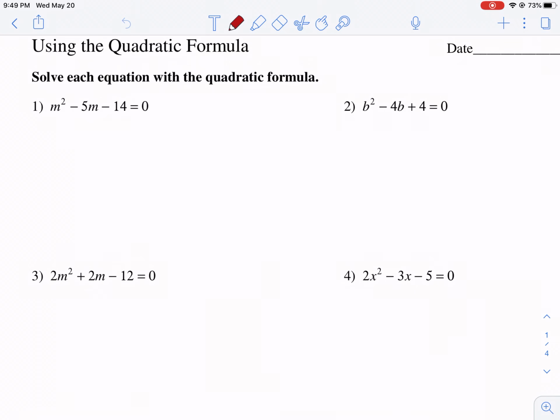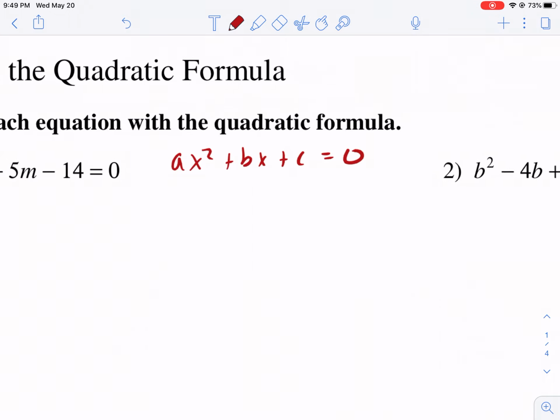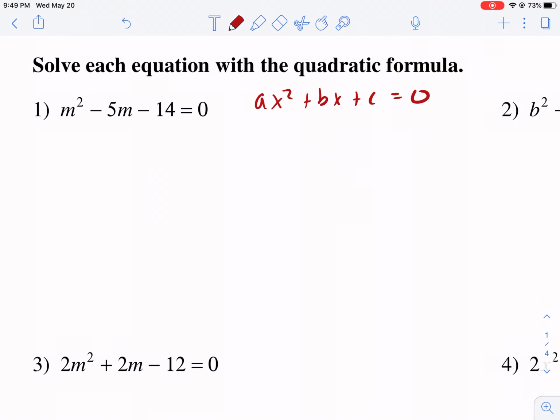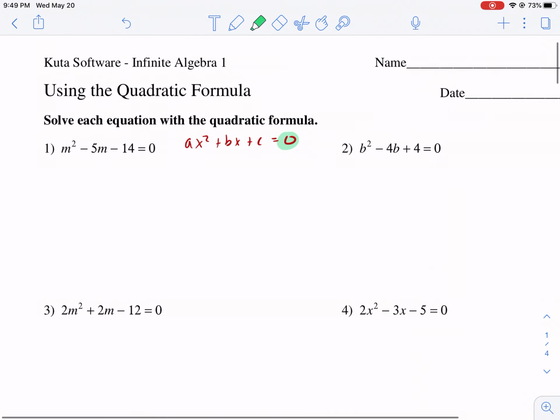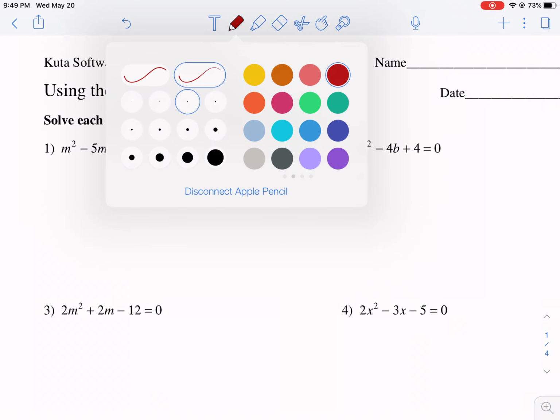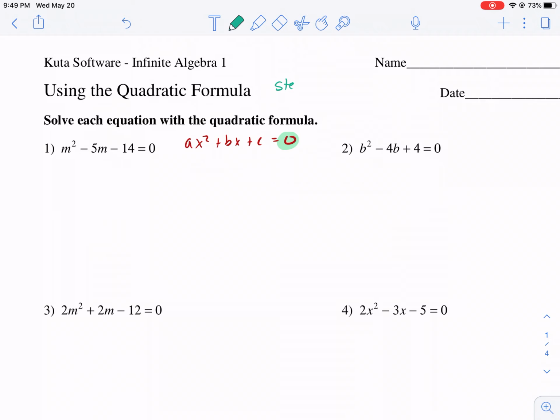Now, the basics of the quadratic formula are this: ax squared plus bx plus c equals 0. Everything is in this form. So the first thing you have to make sure is that this monstrosity is equal to 0. That's step number 1. Make sure it's equal to 0. I'll write it down. Let's be professional. Step 1: set equal to 0.